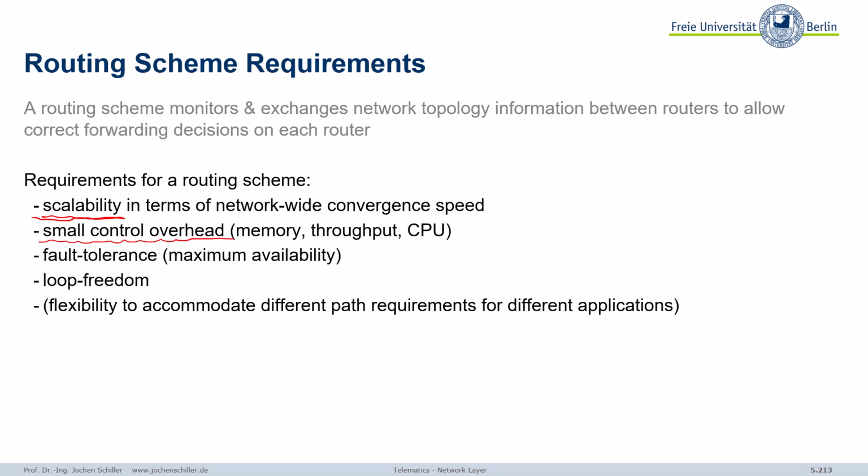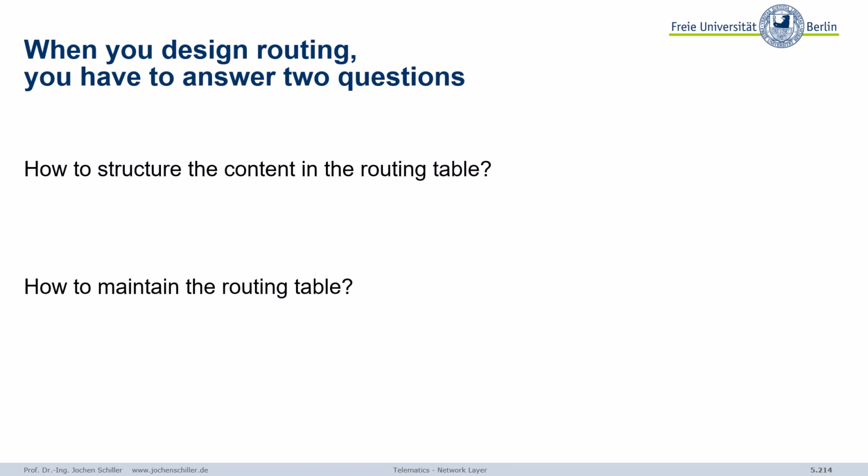As I already mentioned, routing tables can be large, so it's quite important to ask how to structure the content. We all know by now we do not store IP addresses of end systems in a routing table. We store network prefixes, but still, this can be quite a lot. So many prefixes. How do we structure this in the routing tables?